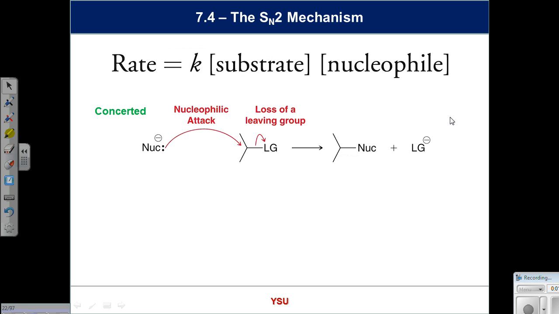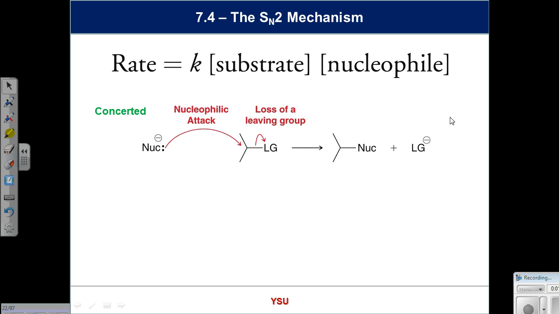How do you know it's an SN2 and not an SN1? Well, you can do rate experiments. You can do kinetic experiments, which a lot of biochemistry is about. You can add more substrate or add more nucleophile and see what happens to the rate. Does it get faster? Does it stay the same? Overall, if the rate changes when you add something, it is involved in the rate determining step. That substrate will be involved in the rate determining step.